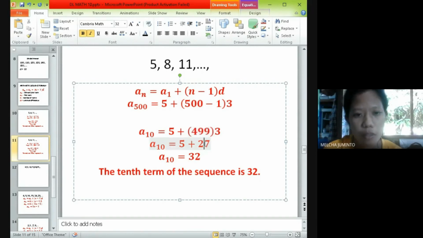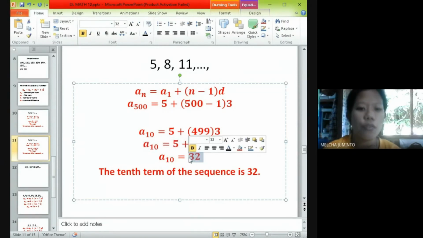So 3 times 9 is 27, carry 2. 1,497. Correct? And then we simply add 1,497 plus 5.